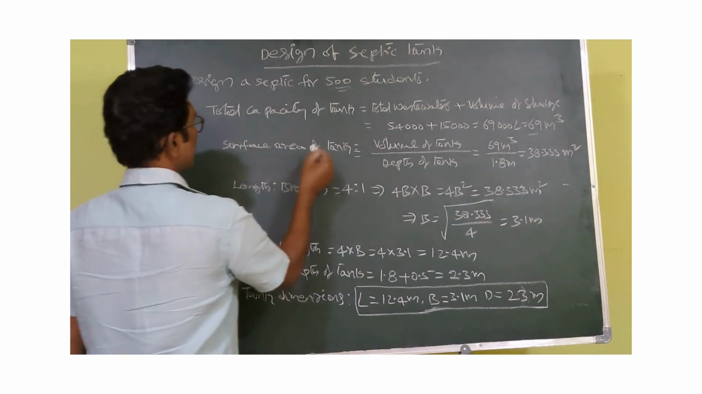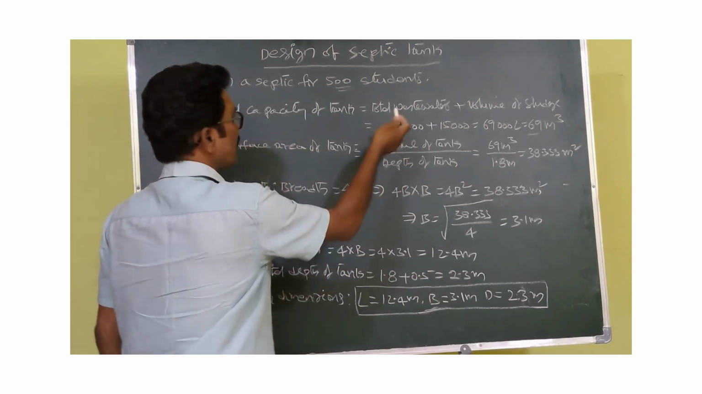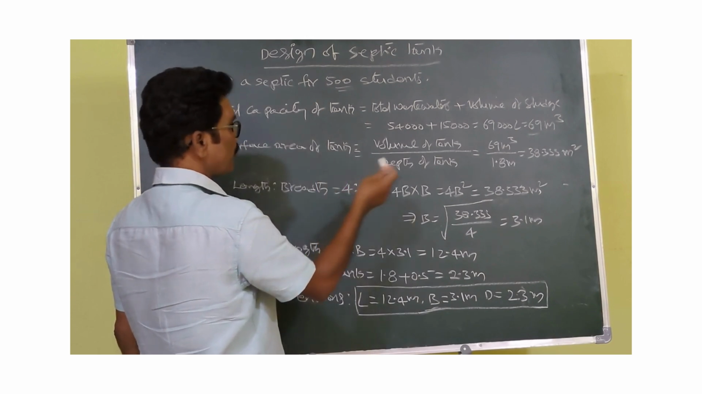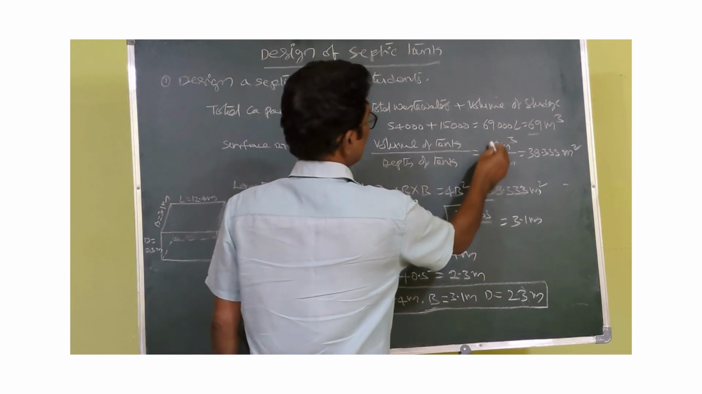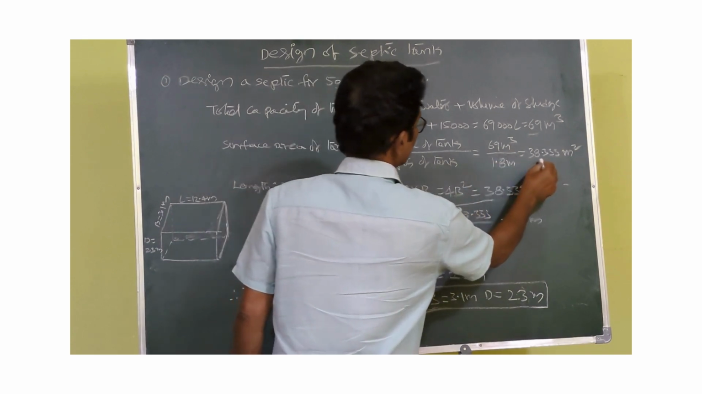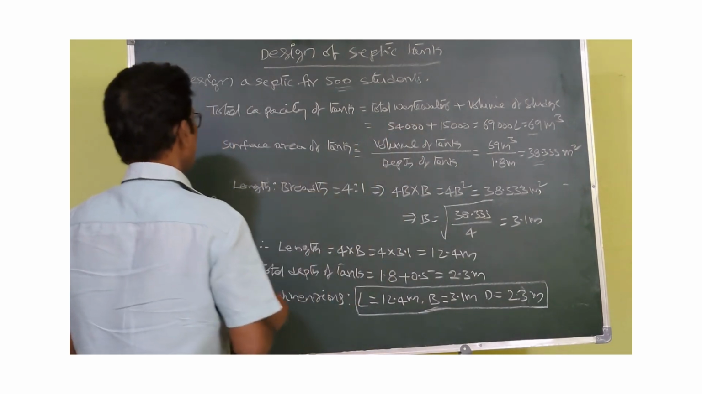Next, the surface area of the tank. Now that we have the volume of the tank, surface area equals volume of the tank divided by depth of the tank. The depth of the tank we already assumed as 1.8. So 69 meter cube divided by 1.8 meters, if we simplify, we get 38.333 meters square. That is the surface area.